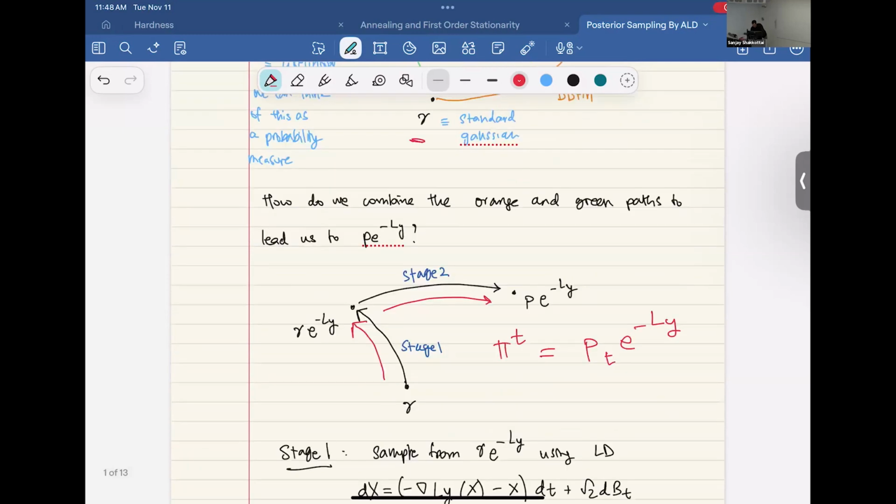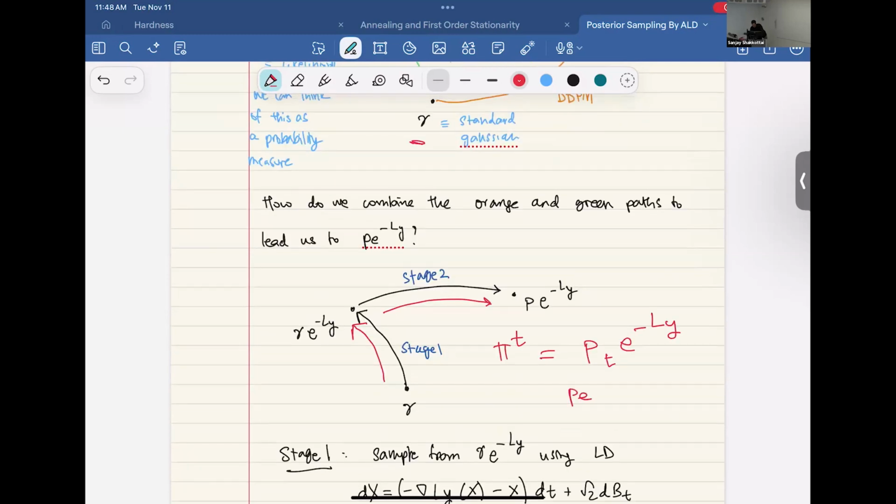the t-th OU, p t times e to the negative Ly. As you can see, when t is 0, this is just p e to the negative Ly, right? That's this one. When t is a very large value, so p infinity e to the negative Ly, this is actually about gamma e to the negative Ly, right? Because p infinity is about gamma. It's just a Gaussian. When you run the OU process starting at p for a really long time, you get to a Gaussian. So p infinity e to the negative Ly is just about gamma e to the negative Ly.